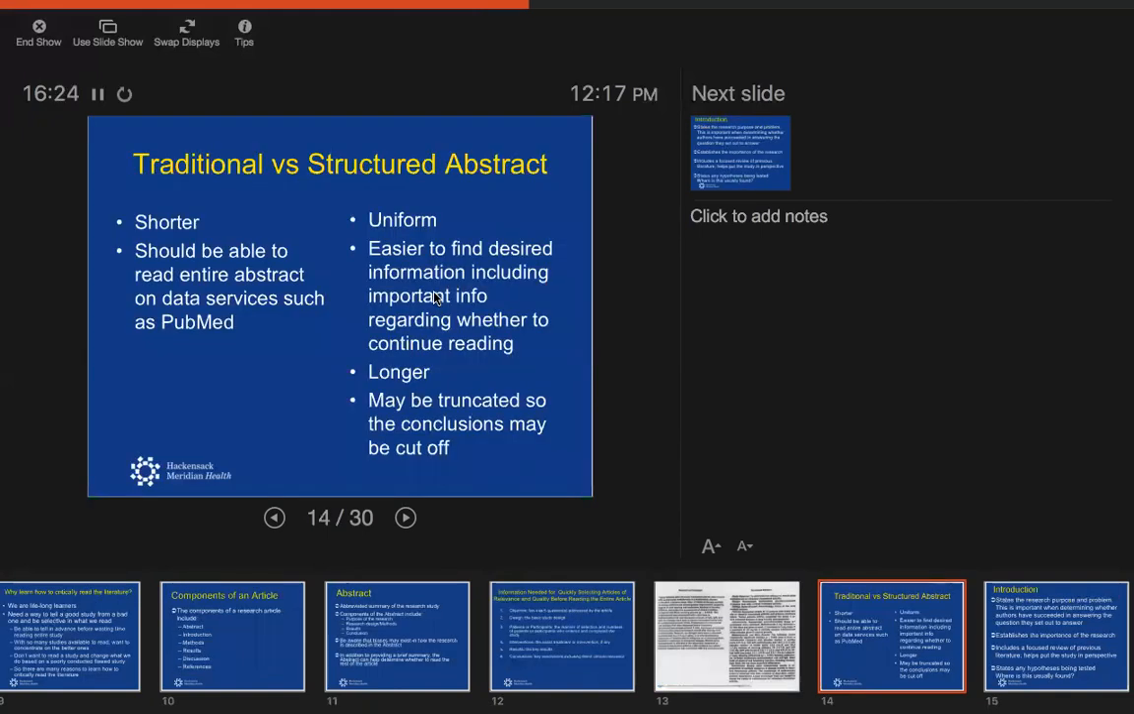So the traditional abstract is shorter. You should be able to read the entire abstract in PubMed or when you're looking online doing a literature search. The longer, more structured abstract sometimes gets truncated or abbreviated in some citation services. So sometimes it's too long to read the whole thing, and you can't even read the conclusion. This is one downside to this type of abstract, even though when you read the whole abstract, you can get a lot more information and quicker than by reading the shorter one.